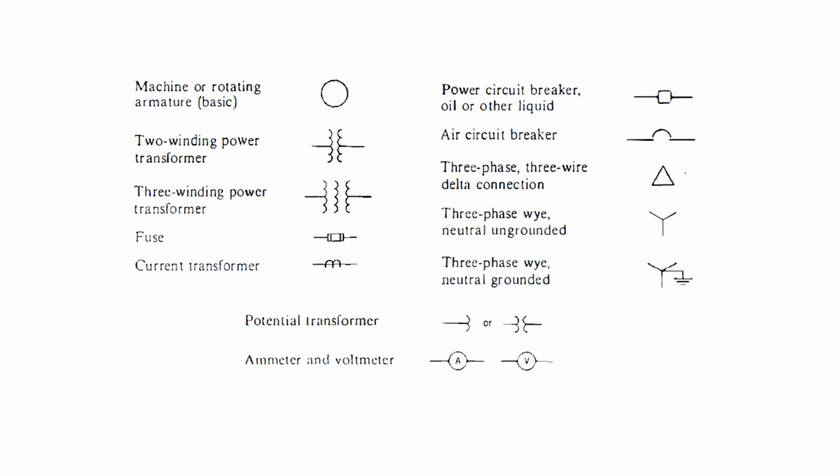And some of the symbols that are used have been shown here. So this is a rotating machine, a transformer, two winding transformer, three winding transformer, fuse, current transformer, power circuit breaker, air circuit breaker, three phase, three wire delta connection, three phase Y neutral ground, three phase Y, this is neutral ungrounded and this is neutral grounded. And these are potential transformer and the meters, current meters and voltmeters.